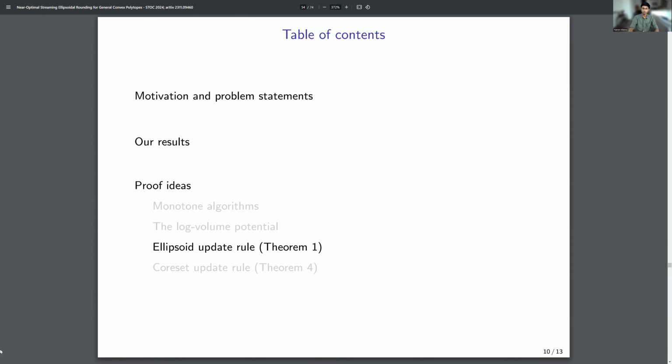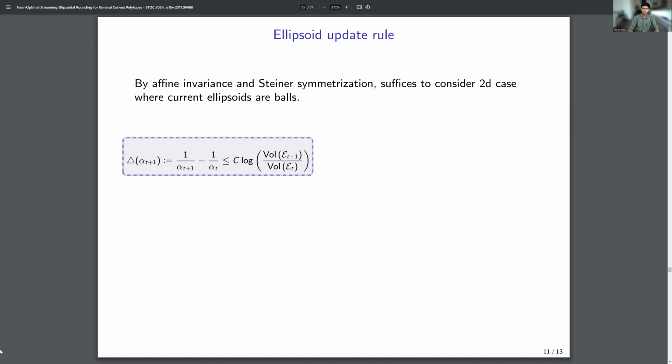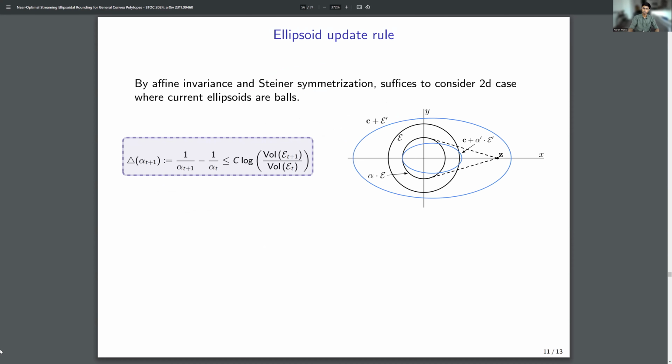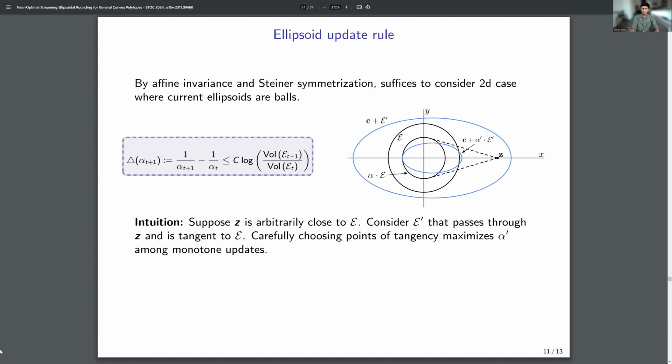And so that's what we describe in this slide. So let's first take a look at some reduced two-dimensional case. By an affine invariance and symmetrization type argument, it's enough to look at a two-dimensional case where your current ellipsoids are Euclidean balls. So let's again keep in mind this picture here on the right.